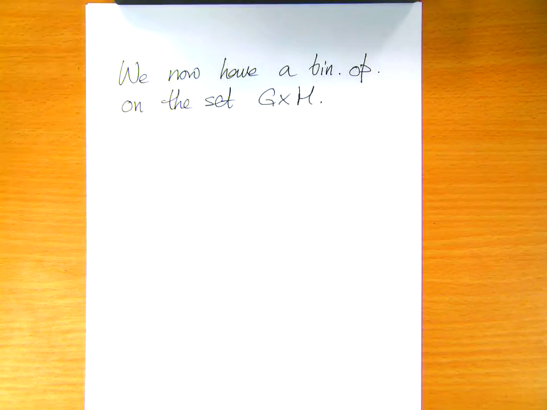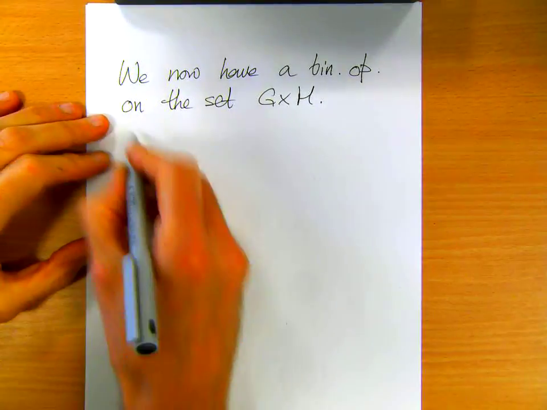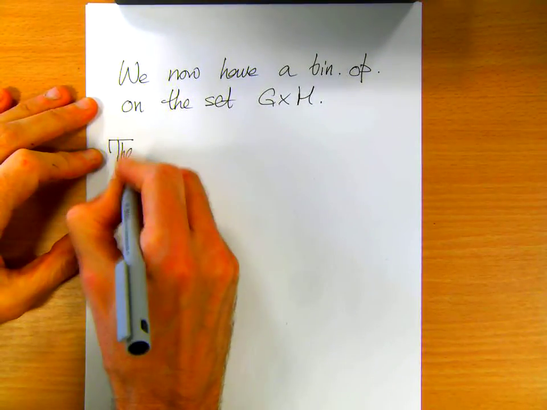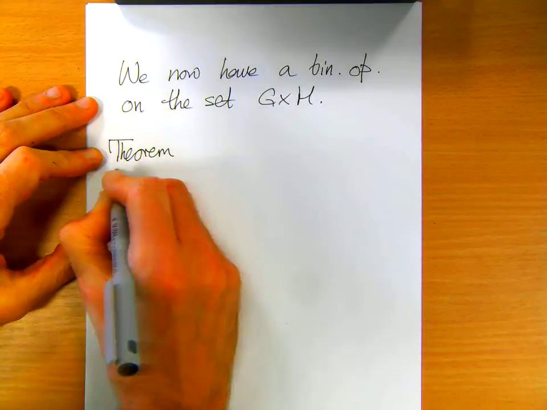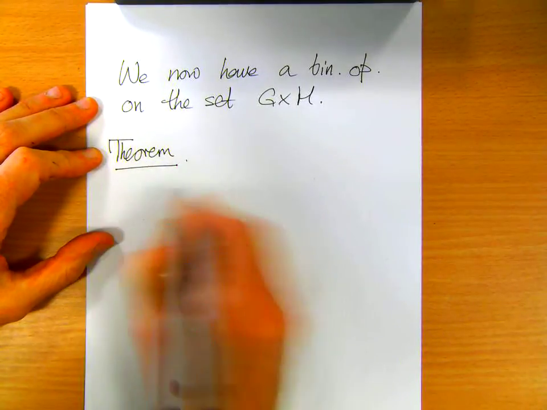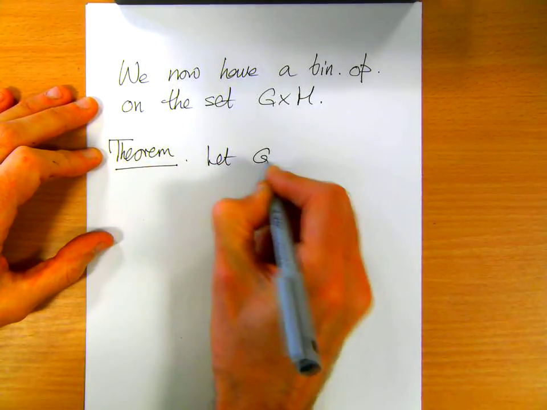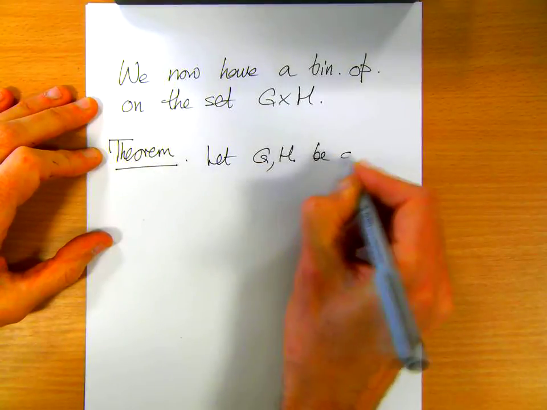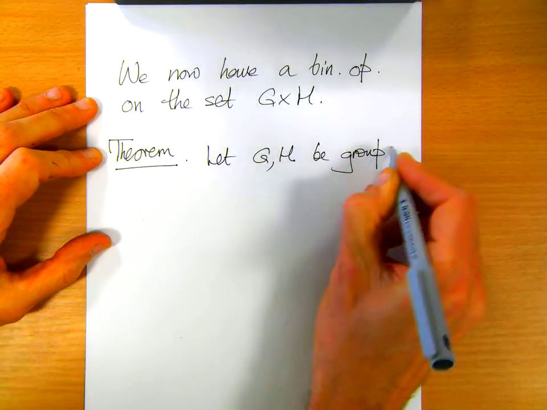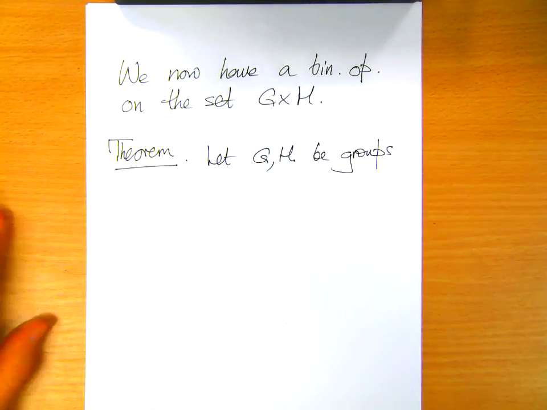So this is going to be an example of using the group axioms to check that we do actually have a group. Okay, so I think we should do this. So let's call it a theorem. So I'm just going to put everything together that we've done and state that we actually have a group.